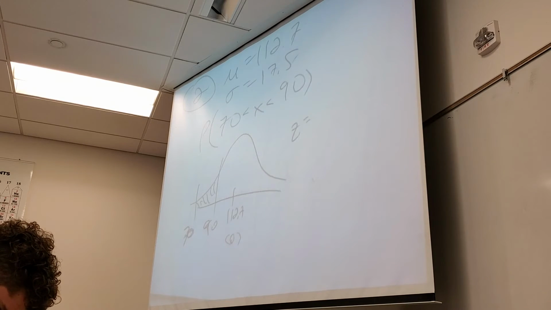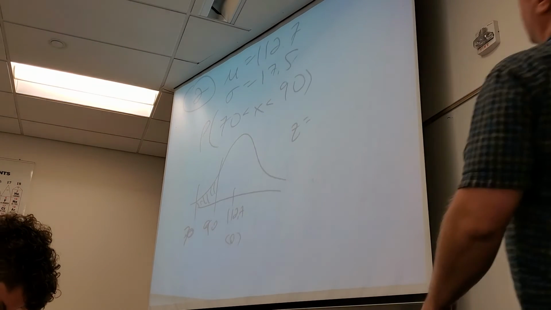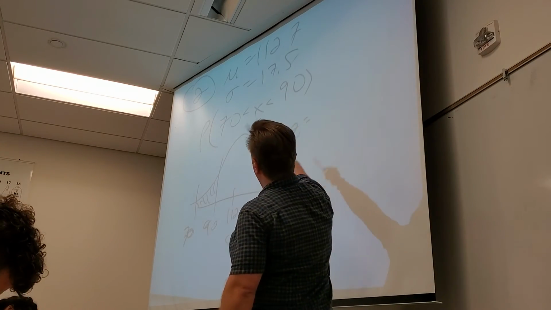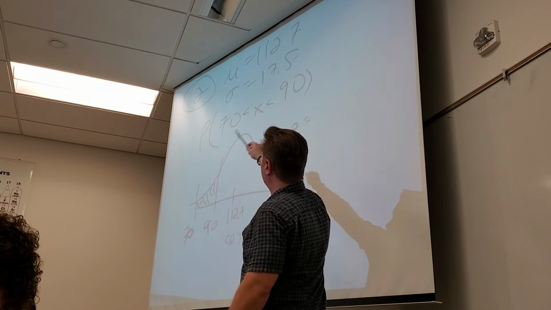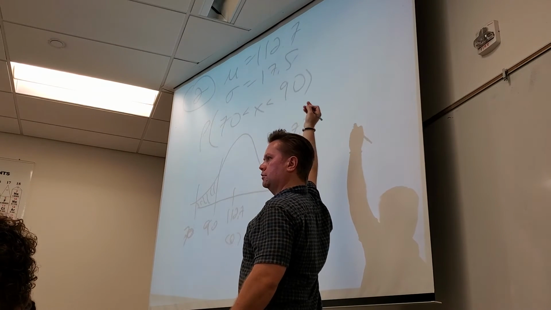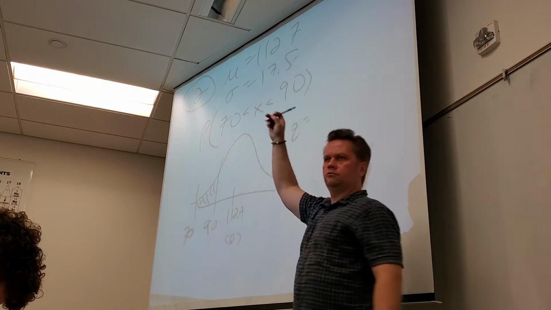One mistake that people don't make as much anymore for some reason, which is nice, but somebody would do something like 70 minus 90. That doesn't mean anything. Z-score is always relative to the mean. So you have to make two different z-scores, one for each, so two total.